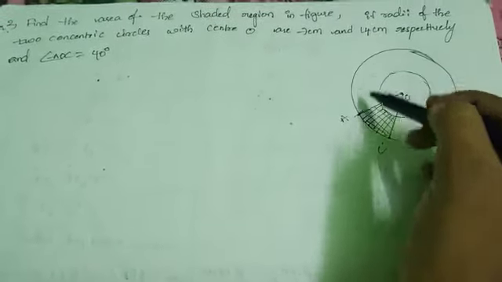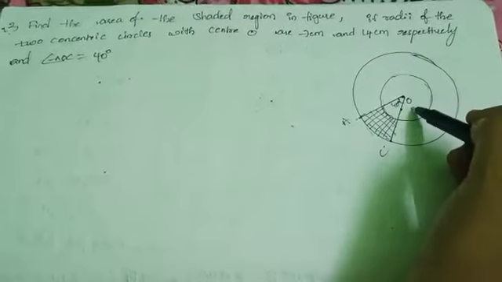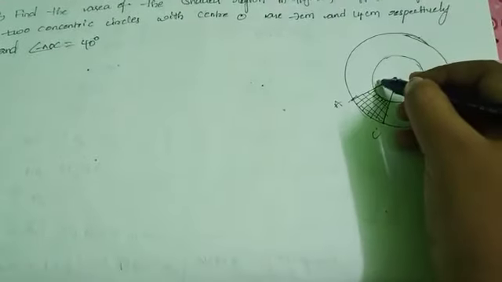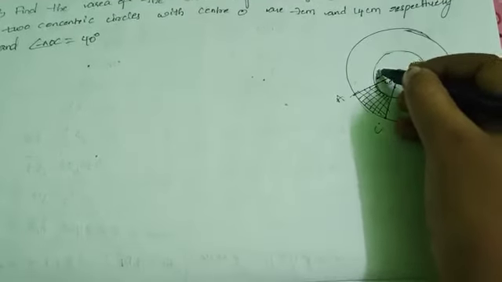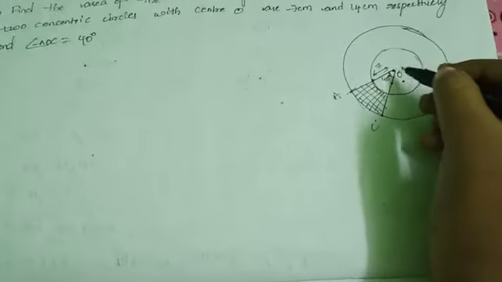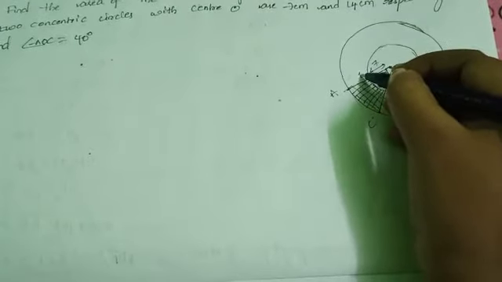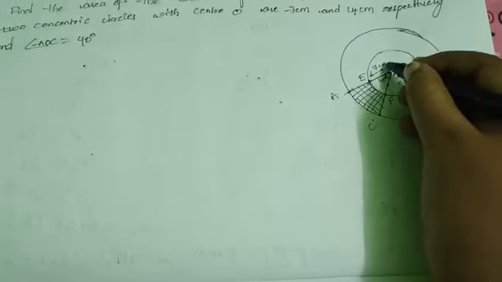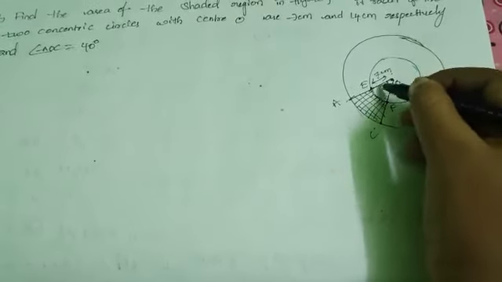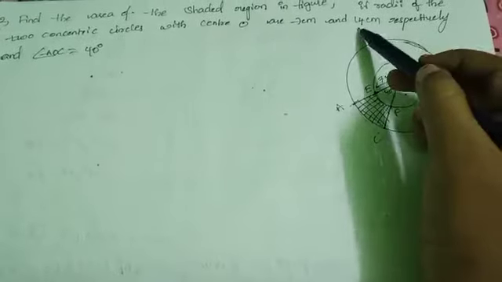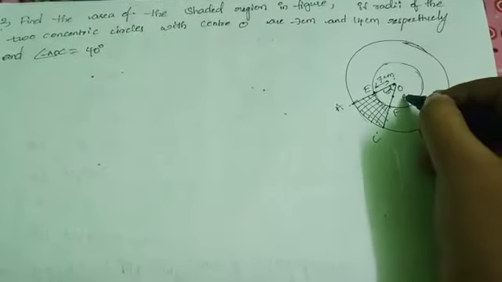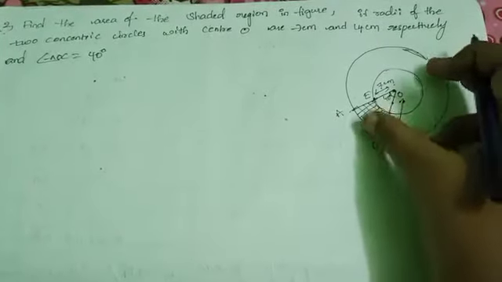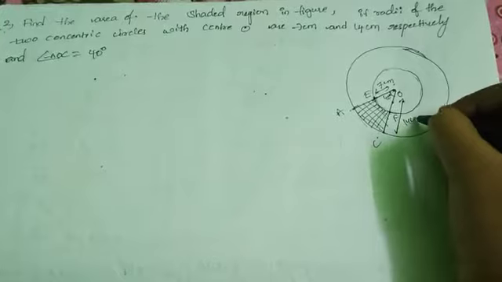Here are given two concentric circles with center O, and the radius of the smaller circle is 7 centimeters. Suppose this point is E, this is F. Here the distance O to E is 7 centimeters, the radius of the small circle. Next, 14 centimeters is the radius of the big circle. Clear?